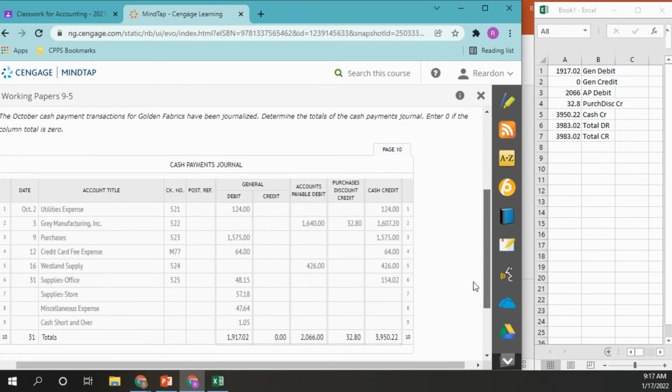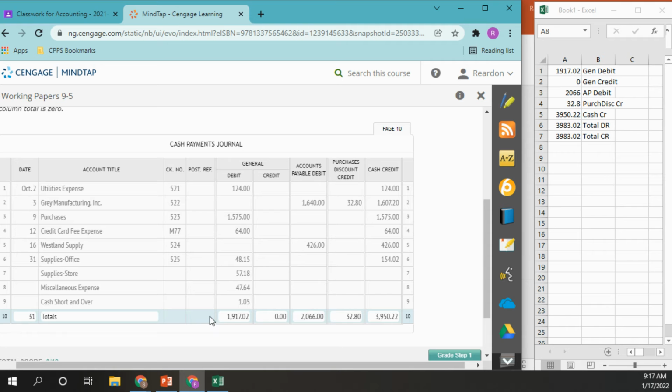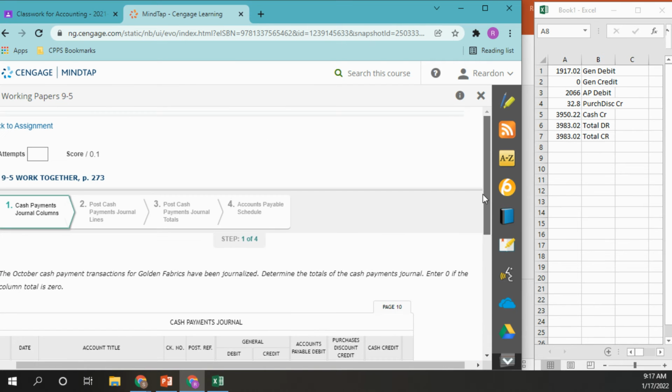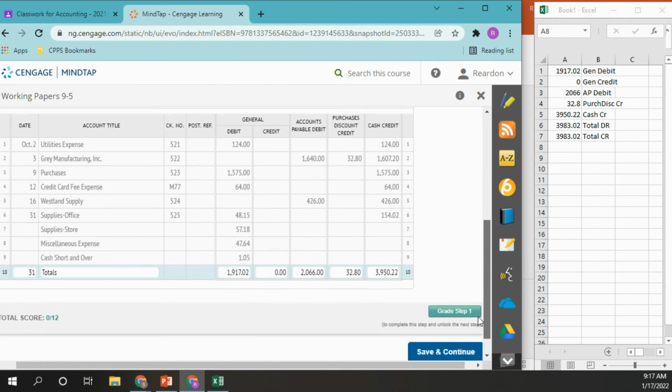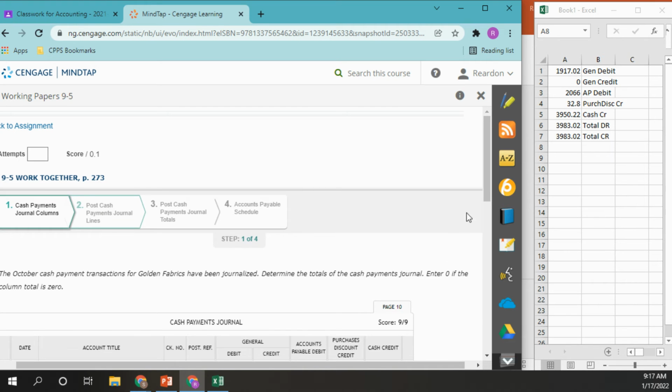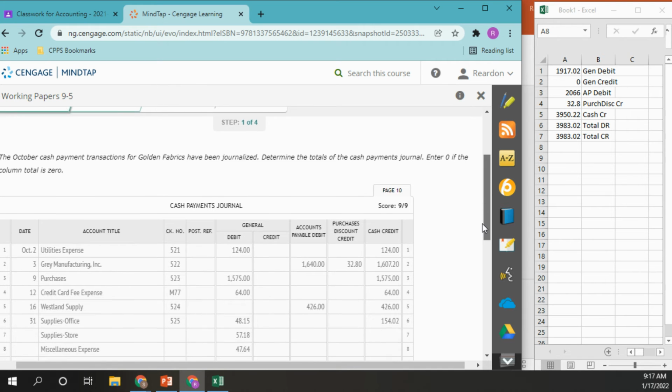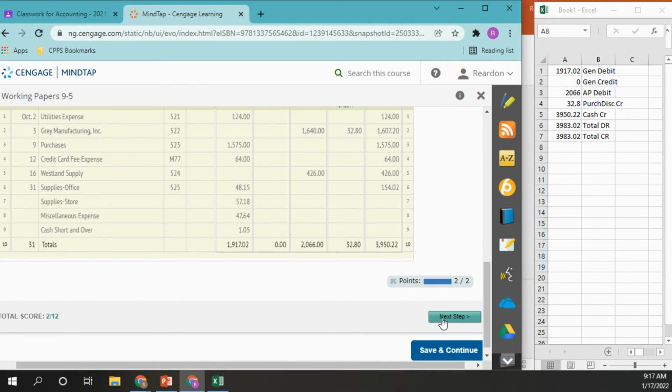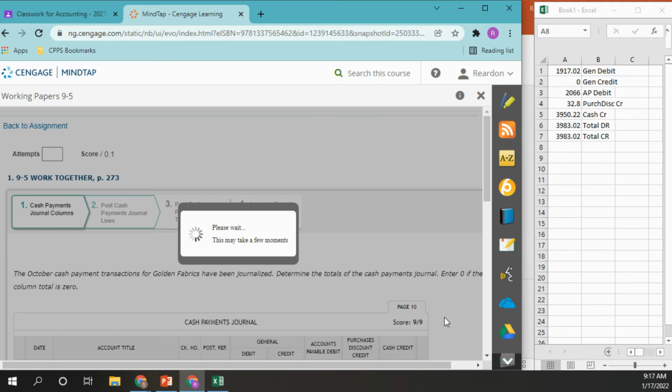Okay. So I've posted my totals down here at the bottom in our work together. Okay, grade step 1. Bam. The October cash payments transactions have been journalized. Determine the total of each. Enter 0. I already just did that. Yes, of course. Next step.